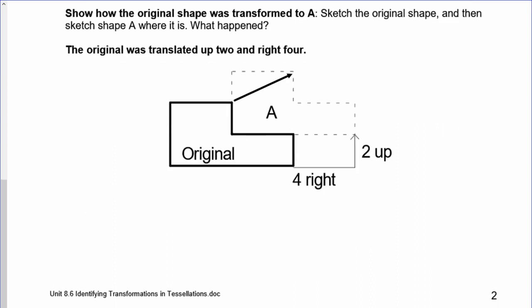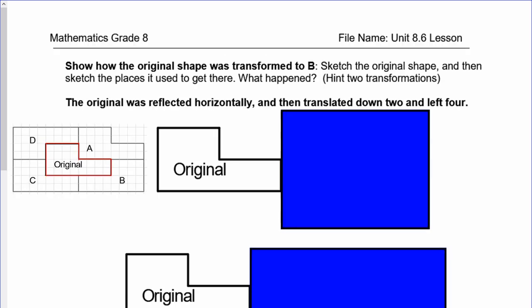Moving on to the next one. Now, I want you now to do the original to shape B. So we now have to get this shape original here, and it's got to get to shape B. Well, you can pretty well see right now that I can do a translation, but that's not going to give me the shape of B, will it? So you're definitely going to have to do something besides just a translation.